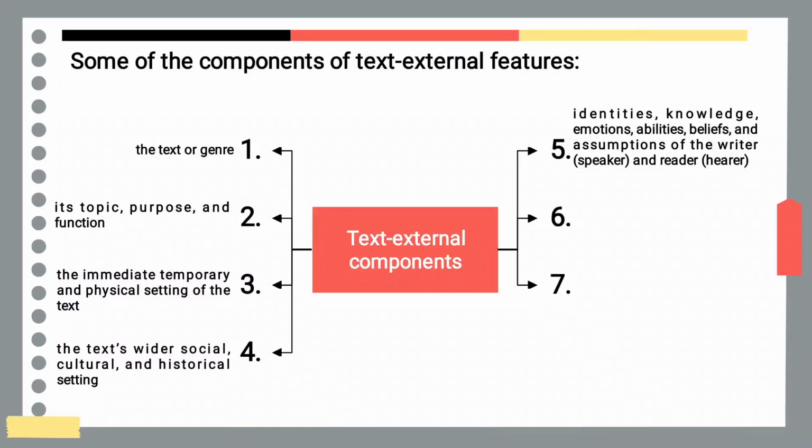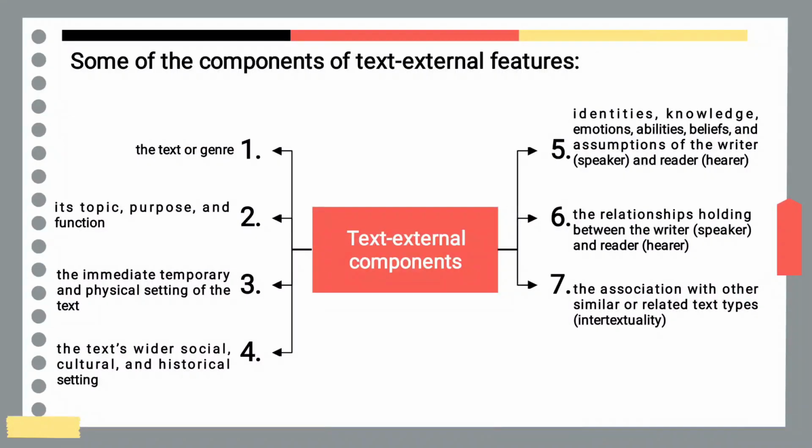Next, identities, knowledge, emotions, abilities, beliefs, and assumptions of the writer or speaker and reader or hearer. So this refers to the qualities and characteristics of the active participants in a discourse, such as perceptions and worldviews, which can also affect the meanings in the discourse. Next, the relationship holding between the writer or speaker and reader or the hearer. So it talks about the social dynamics of the speaker that can also affect the perceptions of the text or discourse.